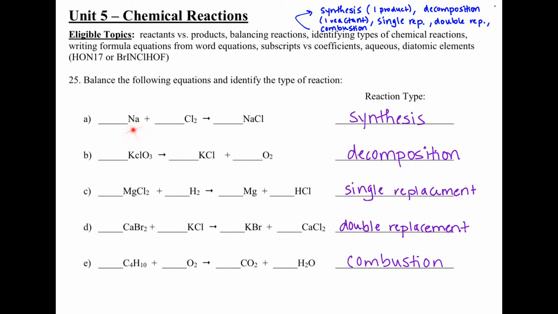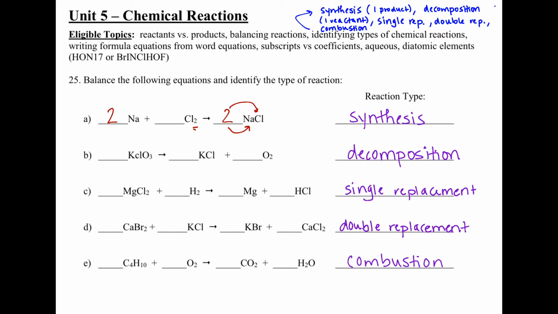I have 1 sodium on the left and 1 sodium on the right, so that's okay for now, but we're not going to write anything yet. I have 2 chlorines here and only 1 here. So the only way to fix that is to put a 2 in front, because that 2 would now apply for the chlorine, and I had 2 here. But that 2 also applies to the sodium. So now I have 2 sodiums on the product side, so I would need to put a 2 there as well.